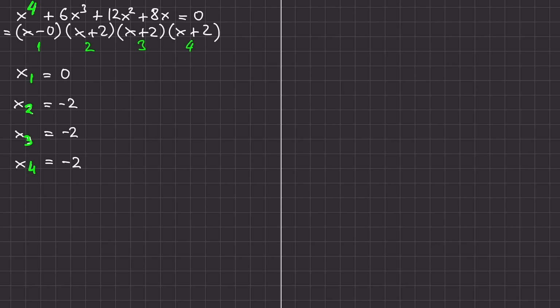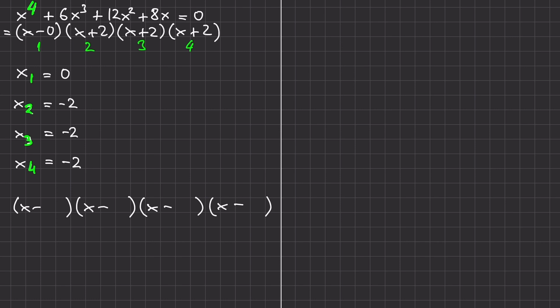So let's say the zeros 0 and the repeated zeros negative 2 with multiplicity 3 are given. How can we find the polynomial function which has these four zeros? The linear factorization for a fourth degree polynomial looks like this. X minus the first zero in parentheses times x minus the second zero times x minus the third zero times x minus the fourth zero. Now we are going to plug in the given zeros.